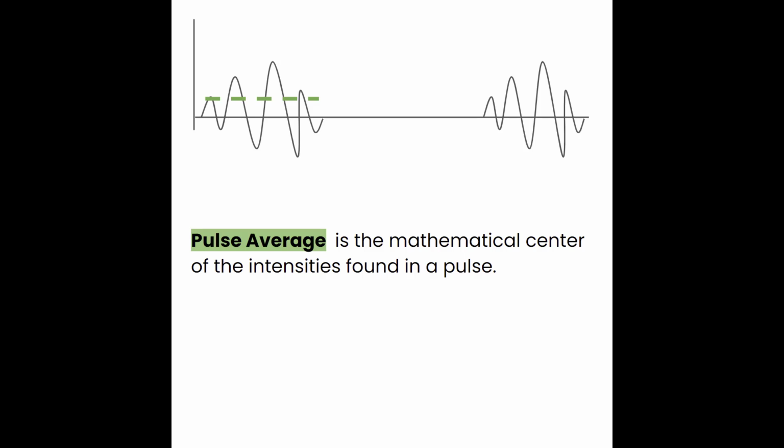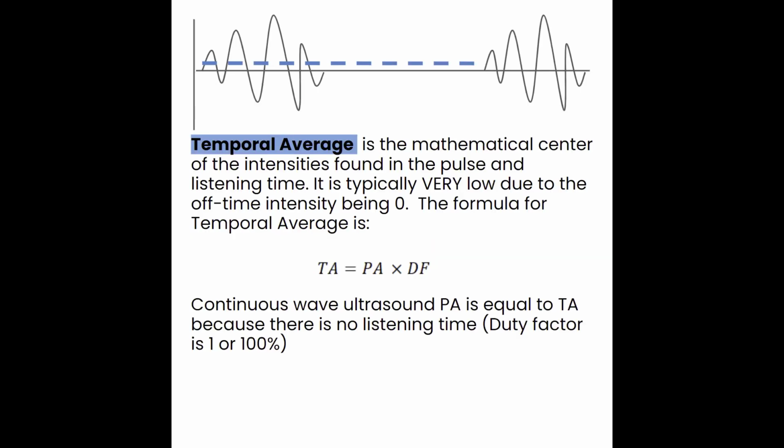Because of the varying intensities within the pulse, we also need to consider that there is a pulse average. We have some lower intensities, some higher intensities. We will find the mathematical center of those intensities and call it the pulse average. And lastly, we have the temporal average.